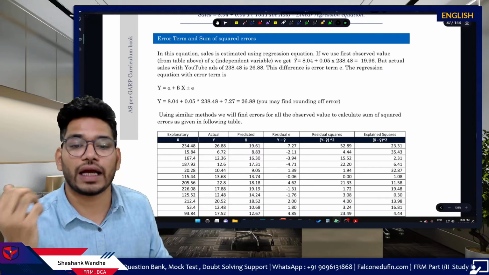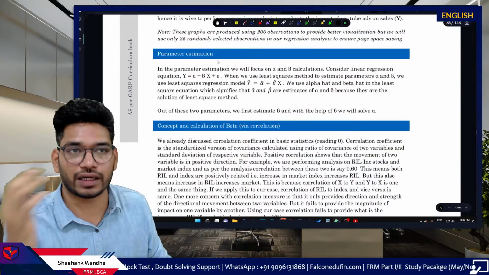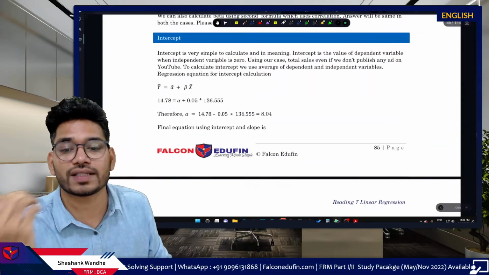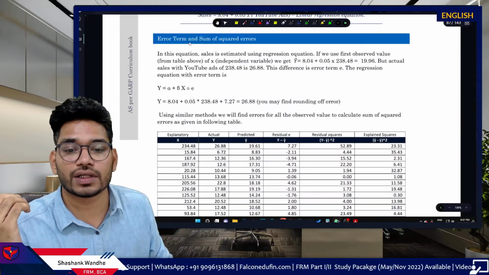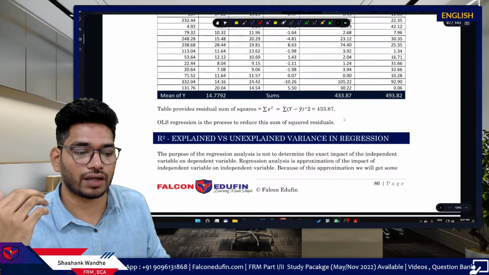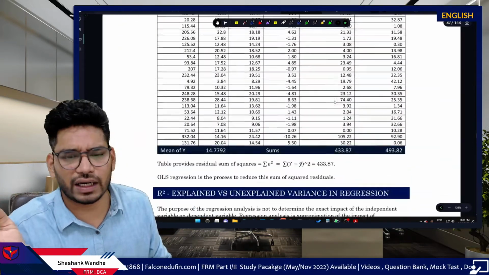Next is the calculation of the error term. You remember we saw this particular equation, where y is equal to alpha plus beta multiplied by x plus error term. Now, what is that error term and how is it calculated? So this is the error term and the sum of squared error. Here we will discuss what the error term is and how it is calculated. Again, this table is for your understanding, not testable in exam.